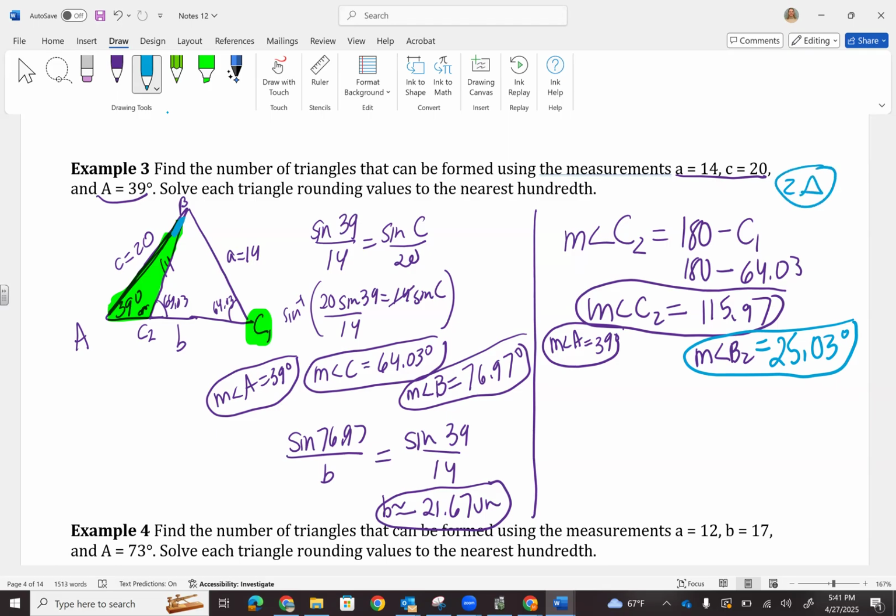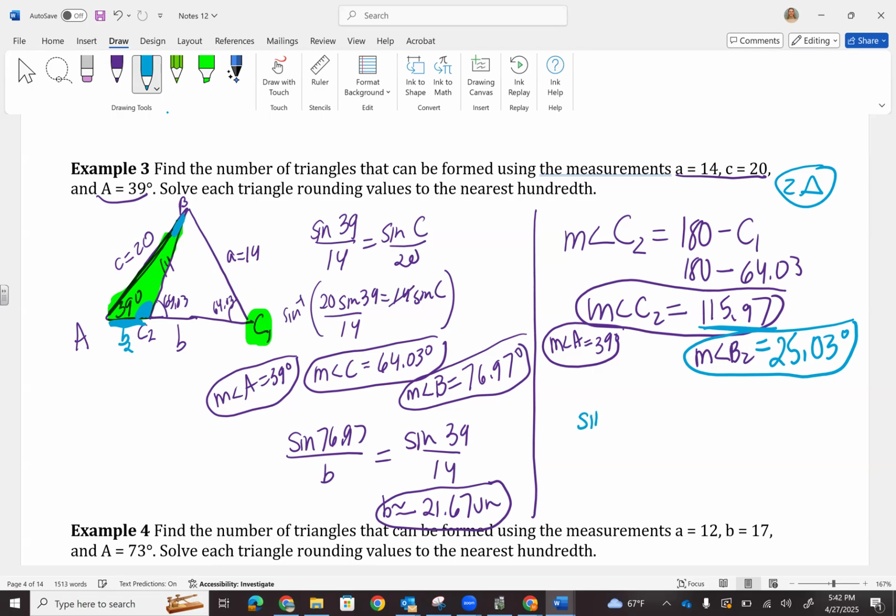In this more narrow triangle, we were given angle A, we were given side A, we were given side B, and we found C2. C2 is going to be 115.97, down here at the bottom, and then angle B2 is up here. That's enough space for it. We just have to find the length down here at the bottom to find side B2. And to do it, you're going to use the law of sines.